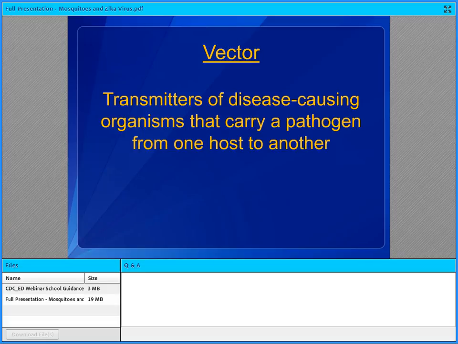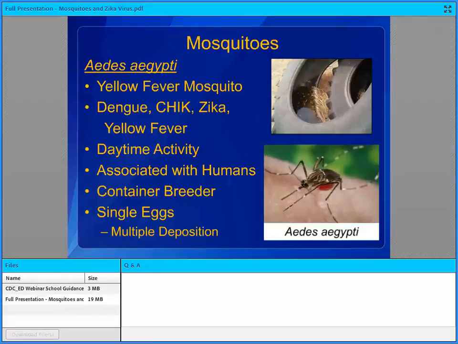So on slide 7, the first definition, I'm going to use a lot of terms and jargon, but understanding what is a vector. This is a transmitter of disease that can cause illness and sickness in people, and they are capable of carrying one pathogen from one host to another. And that host may be a person. That transmitter may be a mosquito.